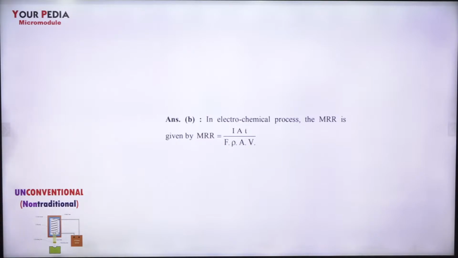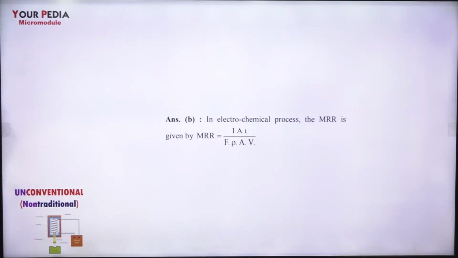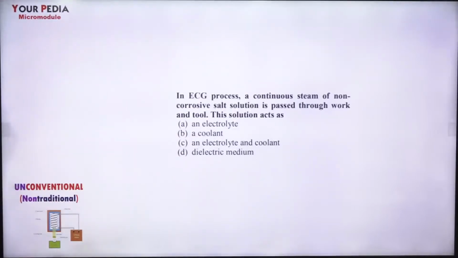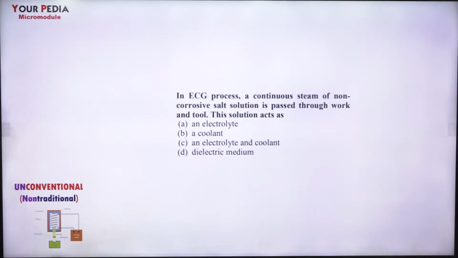This formula will come. I'll discuss the detailed meaning of each term of this. So current flow and all these things. So electrochemical process का ये formula आएगा भी. Electrochemical equivalent, molecular mass, all these things will come. So remember this material removal rate का एक formula है electrochemical machining का, that is very very important, और उसमें से numerical बनता है. Okay, what is ECG? Electrochemical grinding. Continuous stream of non-corrosive salt solution is passed through workpiece. Solution will act as what?